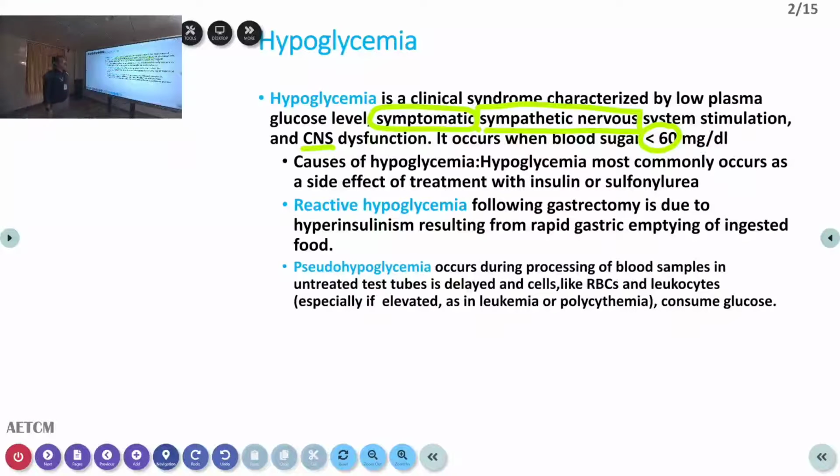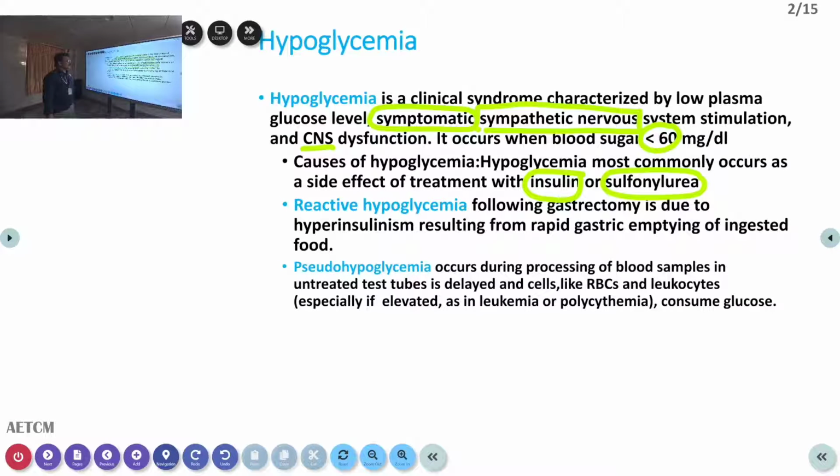This is most commonly occurring due to drugs like sulfonylurea, like glipizide, glibenclamide, gliclazide, all these things, and insulin. If the patient is on insulin or sulfonylurea, that is the most common cause for hypoglycemia.